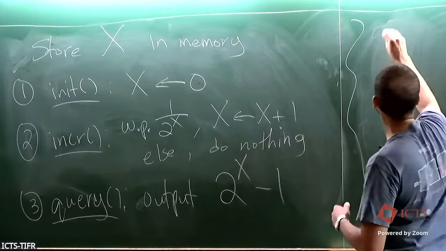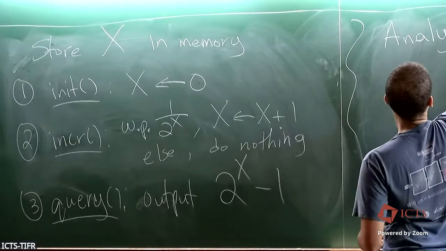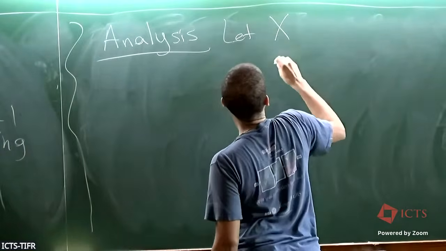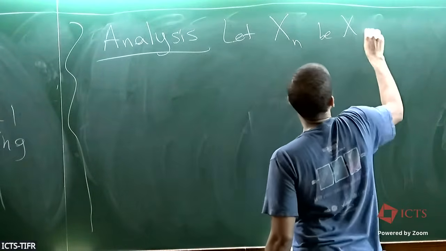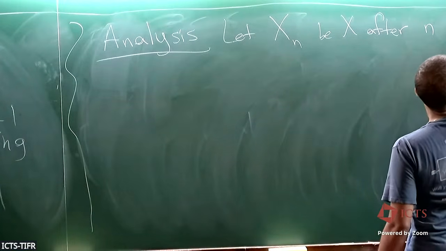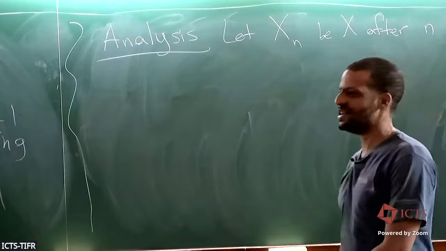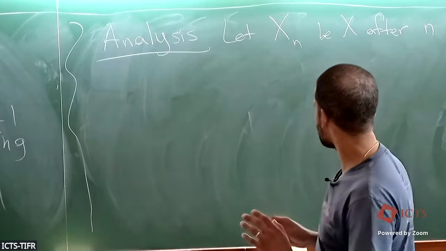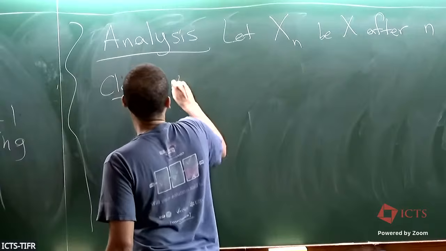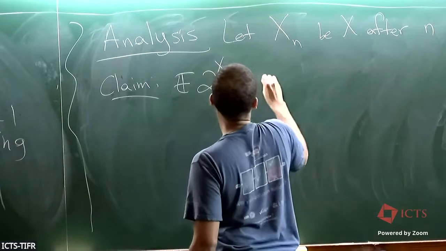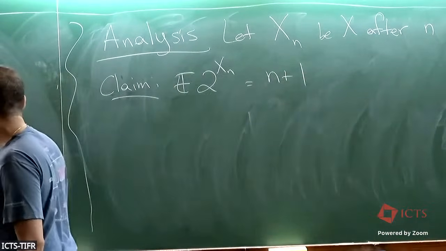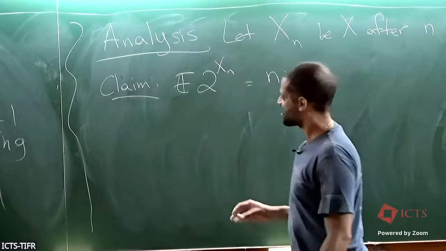Let's do a little analysis. Let xn be x after n increments. So I denote x after n increments by xn. Claim: the expectation of 2 to the xn is n plus 1. This is why I do 2 to the x and I do minus 1 to get rid of the plus 1. Okay, proof.